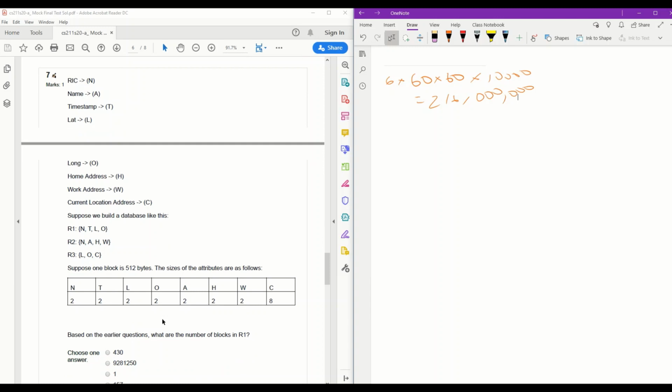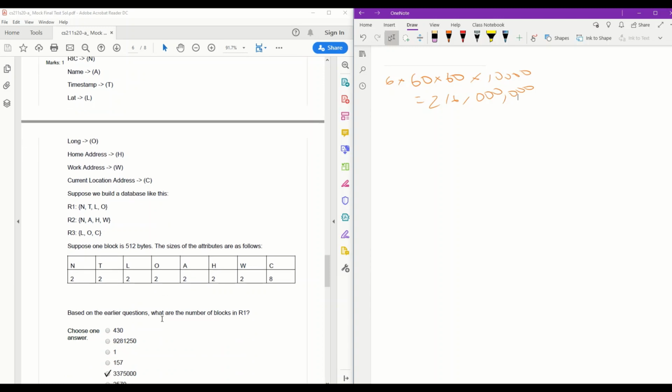Okay, for question number 7, what we have is the following. One block is 512 bytes, and we have NTLO. NTLO together is about 8 bytes. So I have NTLO, which is relationship 1. This is 8 bytes, and we know that one block is 512 bytes. So this is one tuple.